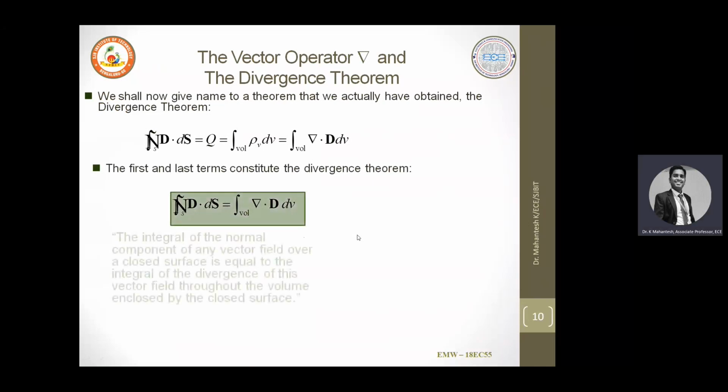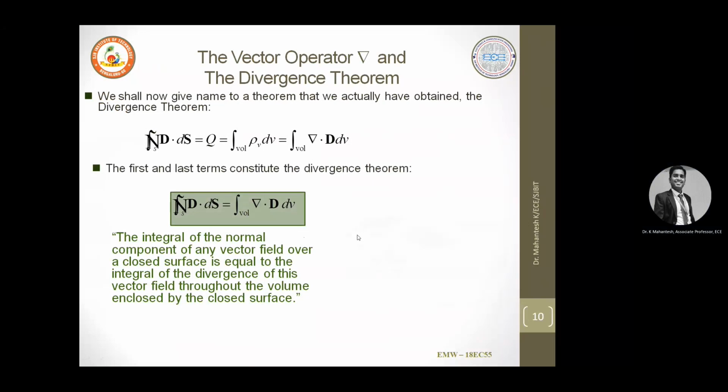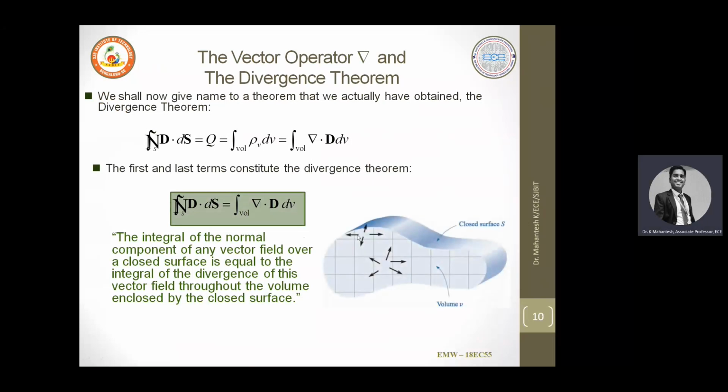So the integral of the normal component of any vector field over a closed surface is equal to the integral of the divergence of that particular vector field throughout the volume enclosed by that closed surface. This is the pictorial representation here. Whatever the flux density inside the closed surface will be equal to the divergence of the flux inside that volume.